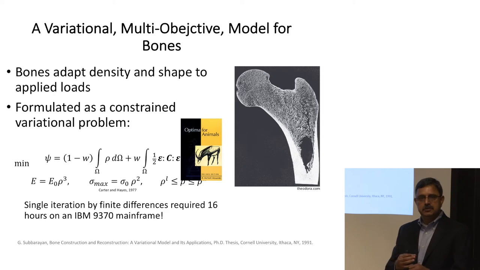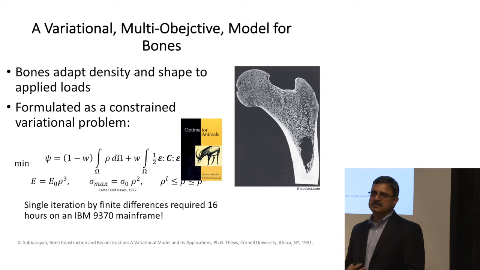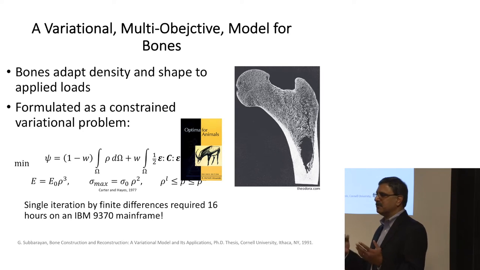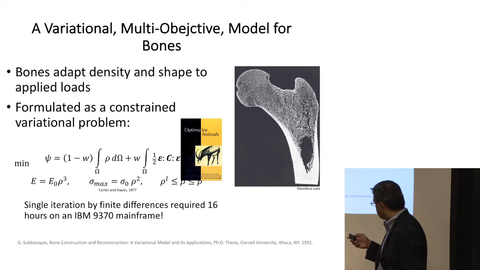And if it is too thin, if it has high risk of failure, then evolutionary biology would say we wouldn't exist. We would have been eaten up a long time ago, because your bones would have been broken. So that was the idea here. And it turned out I used some relationship for modulus to apparent density, developed by Carter and Hayes in 1977. And so that's how I posed the problem.